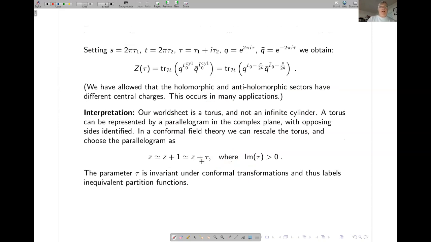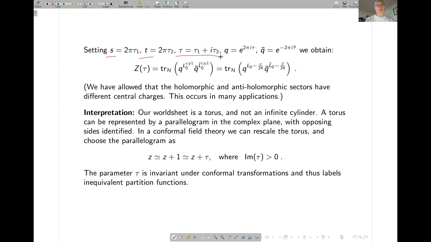Then usually we parameterize this a bit differently. So these parameters S and T, which are the shift along which generates the cylinder, and S, the twisting that we do before we glue together, are ensembled into the real and imaginary part of a complex parameter tau, also including some factors 2 pi.